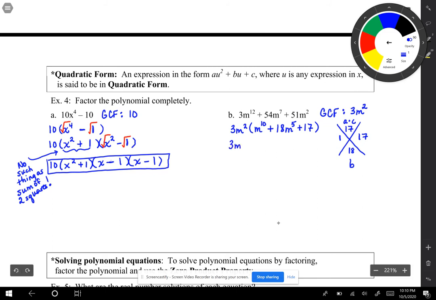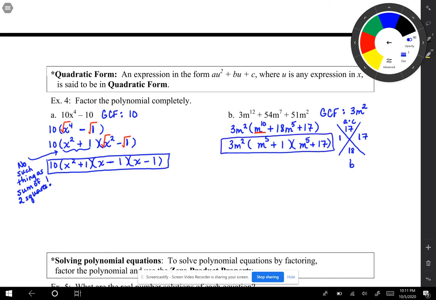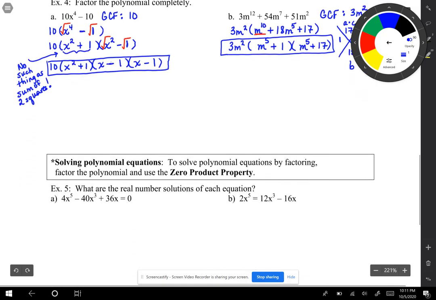So we have 3m squared. This is the hard part for students to know. You're used to just writing an m and an m. Well, not going to work this way anymore. But let's go ahead and finish writing the plus 1 and the plus 17. That has not changed. Here's the difference. This is m to the 10th. So if you're going to split it up evenly, it's going to be m to the 5th here and m to the 5th there. And then it's factored completely. So that one was a hard one. If you can do that one, then that's just pretty amazing stuff there.